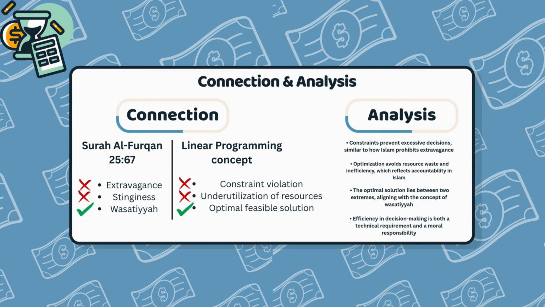This mirrors the phrase "justly moderate," which emphasizes fairness, balance, and responsibility. Just as Islam promotes moderation as the most just path, linear programming seeks a solution that is neither excessive nor deficient, but optimal and sustainable.